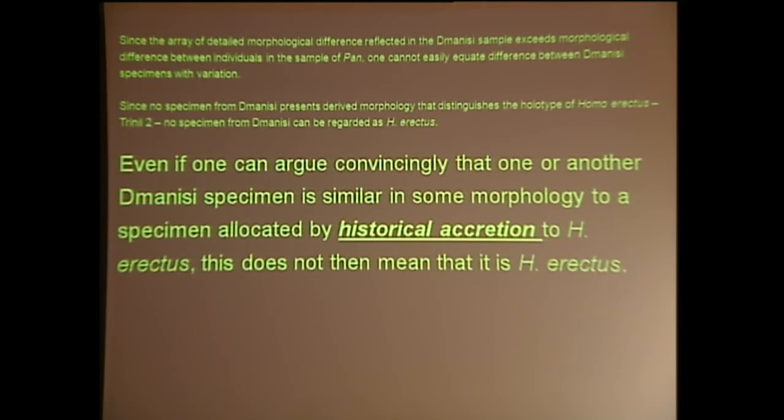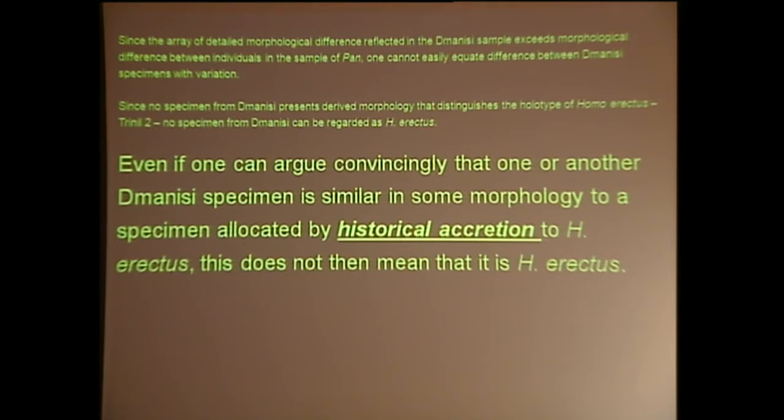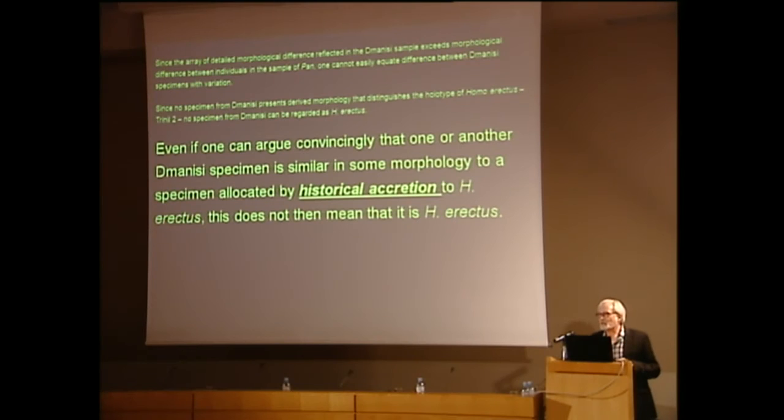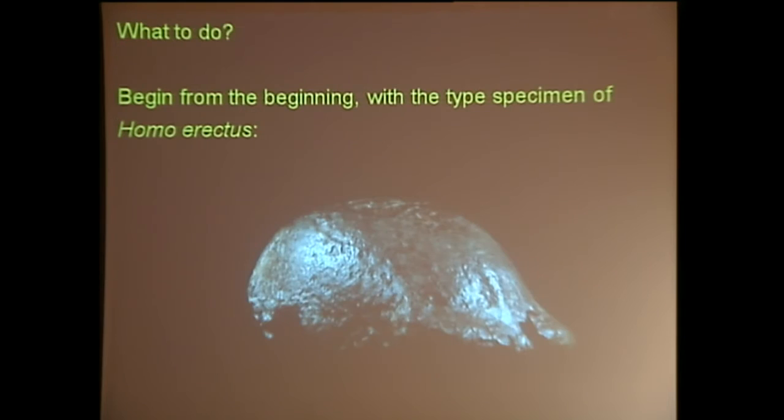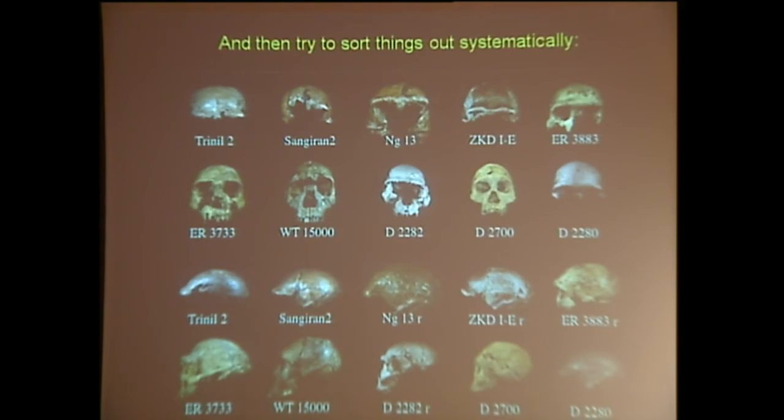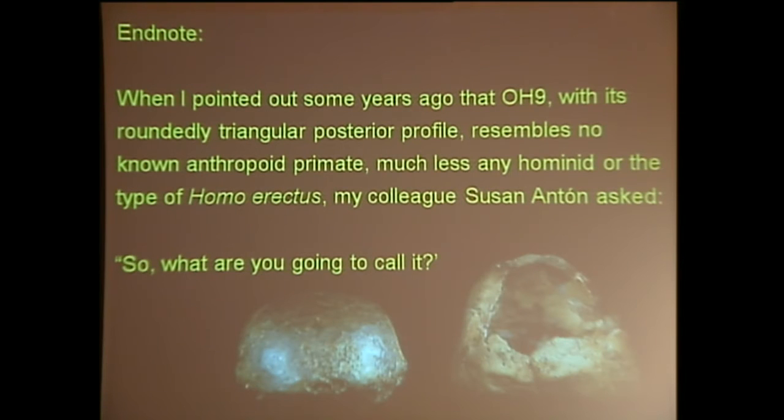The other thing that's sort of lost in all of this discussion is that, in fact, what's been included in Homo erectus has been by historical accretion, starting with Ernst Mayr's 1950 paper saying everything that wasn't more recent was Homo erectus. But just because you can find some similarities between specimens that have been accreted to this doesn't mean they are Homo erectus. So what to do? Start with the type specimen, sort things out systematically, and see what happens.